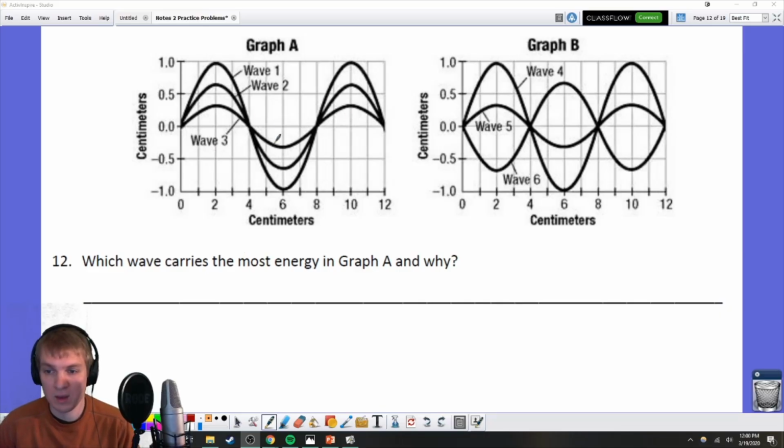So the thing that changes here is the amplitude, and that actually does affect the energy. Remember that the higher the energy, the higher the amplitude. So actually, let's reverse that. The higher the amplitude, the higher the energy required to produce that. So which wave carries the most energy in graph A? It is wave 1. It has the highest amplitude. So I'm just going to write down highest amplitude.